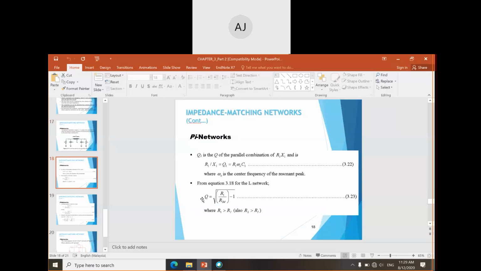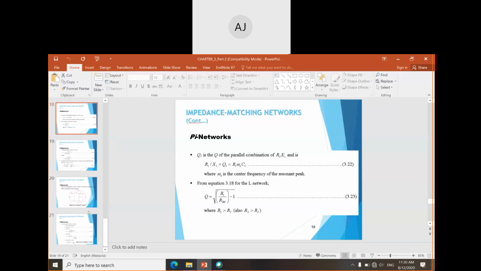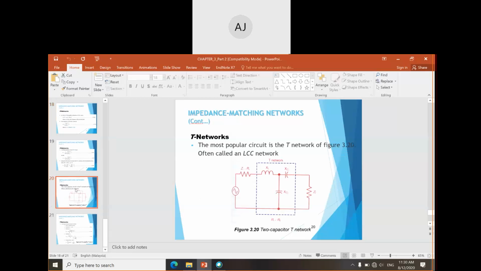This is how we control the Q, because in some transmitter circuits we need to control the Q. In others we need to control the Z load, or impedance load. It depends on the situation, but most of the time when we want to do impedance matching, it's better to use the L network because it is more stable. We can easily control the Q and the load.